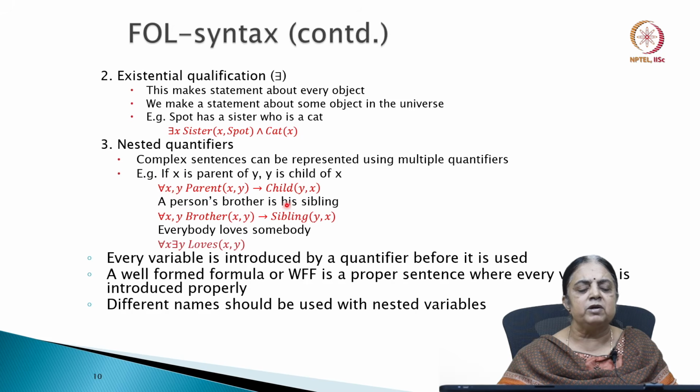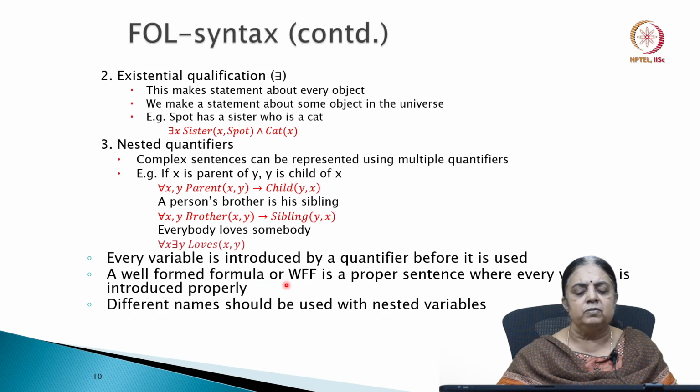A person's brother is his sibling. So again we take x and y, brother(x, y). So y is brother of x means that sibling(y, x). So y is the sibling of x. Everybody loves somebody. So for all x, that is everyone, there exists some y such that loves(x, y), right? So these are nested quantifiers which you are using.